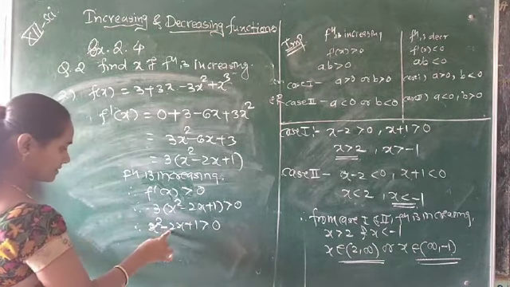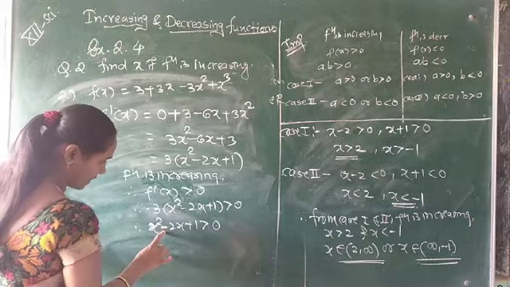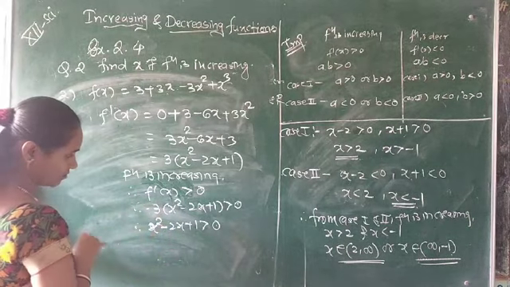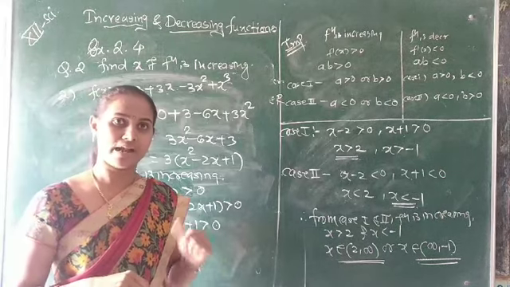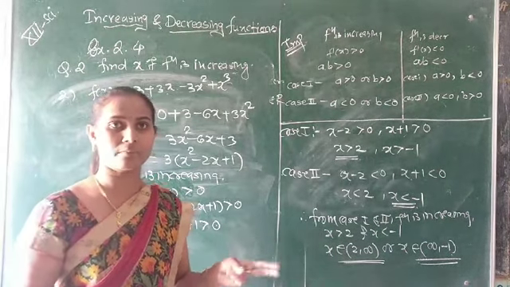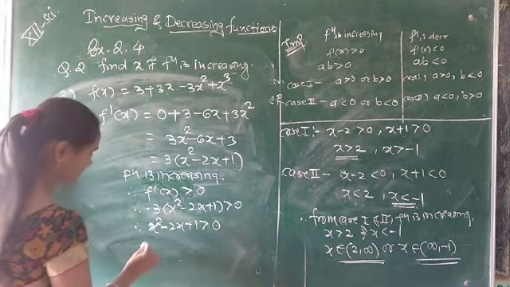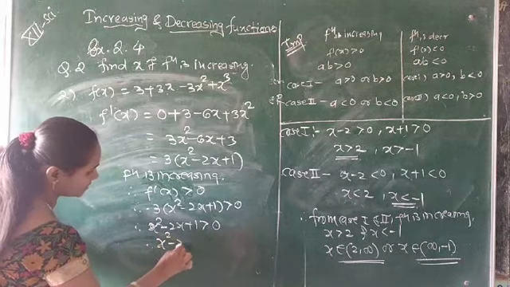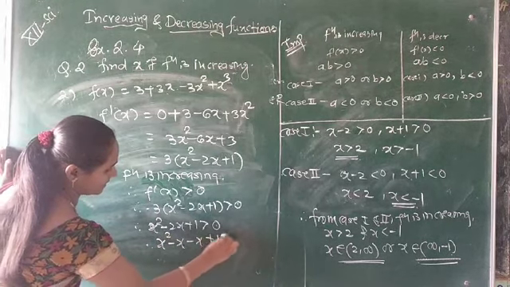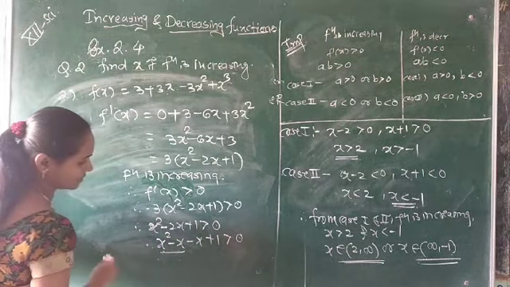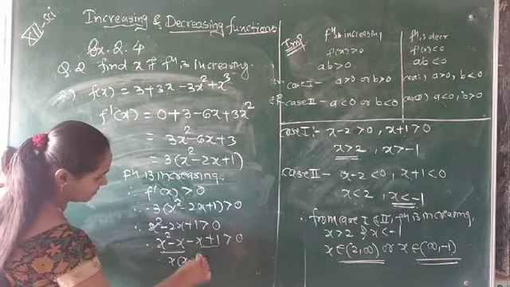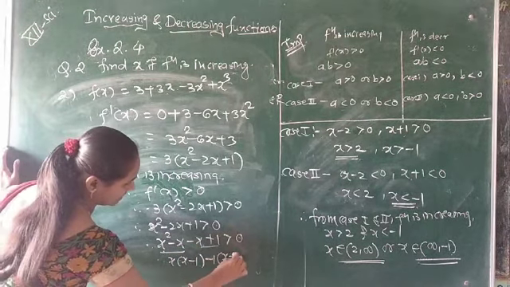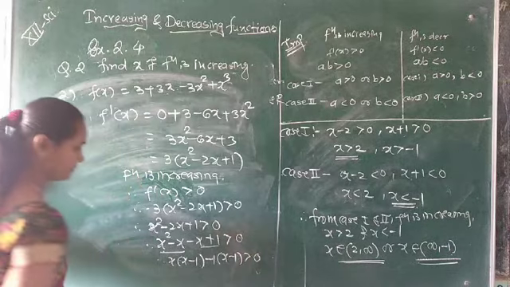Now again factorize this equation. That means we have to find two numbers whose product is 1 and addition is minus 2. So take the two numbers: minus 1, minus 1. Addition is minus 2. And the product of minus 1 and minus 1 is plus 1. x square minus x minus x plus 1 greater than 0. From this x common, from this minus 1. So x minus 1 into x minus 1 greater than 0.